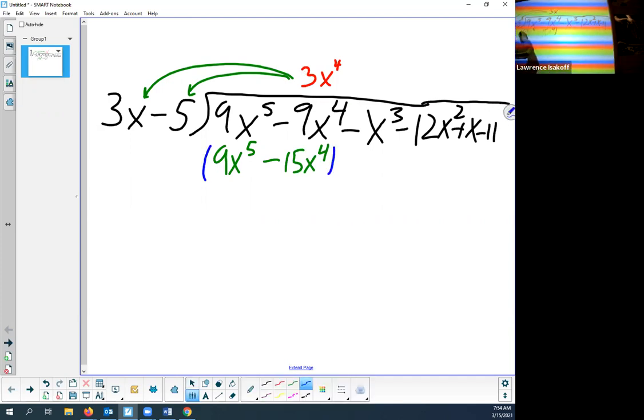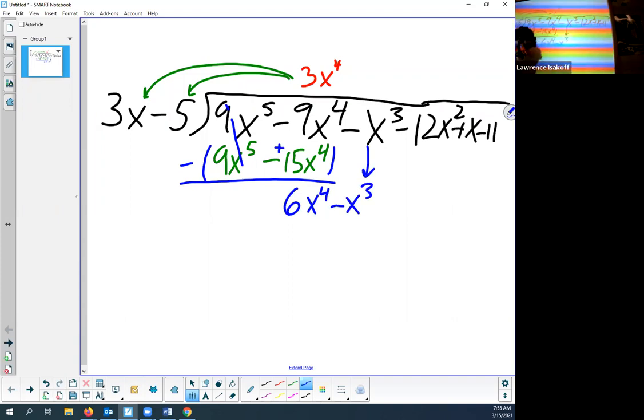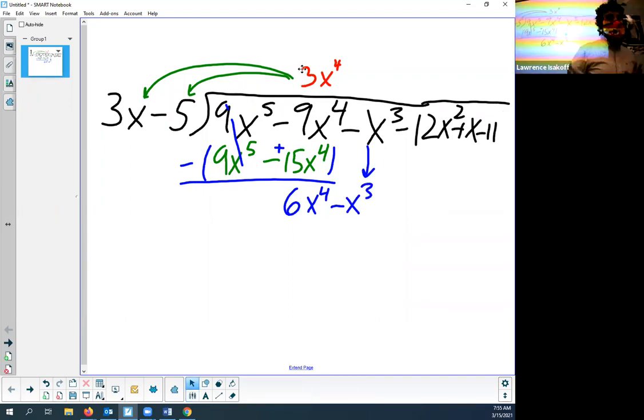Now here, we need to subtract. Again, these conveniently cancel. That was the whole point of what we chose up there in red. Then remember, I'm doing minus and negative here, so this is actually like plus 15. Negative 9 plus 15 will give me 6x to the 4th. Then I bring down the next thing. Okay, that's one loop on my division algorithm done.